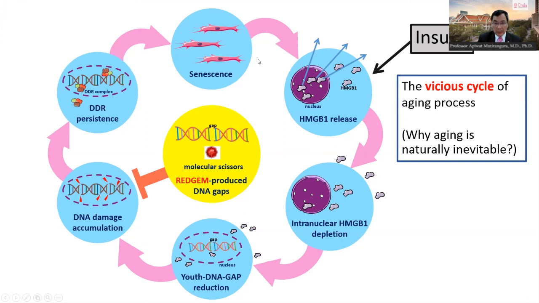So the aging process is quite difficult to reverse naturally because of lack of HMGB1 in the cell. But molecular sisters imitate the HMGB1 process by producing DNA gap so that we can stop DNA damage accumulation and rejuvenate the cells.